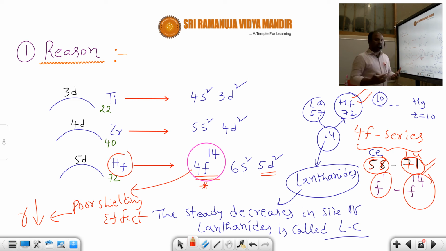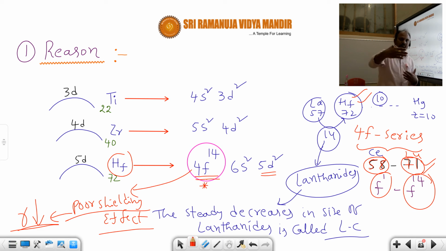The same reason we can apply here in the case of hafnium. Why does the hafnium atomic radius decrease? In hafnium, it is due to the lanthanide contraction. In the lanthanide contraction, the 4f orbital is completely filled. The f orbital has diffuse nature, so it exhibits poor shielding effect, and when poor shielding is there, radius decreases. We expected more size, expansion, but what happens? Contraction takes place. Contraction means size decreases. So after lanthanum, the steady decrease in the size of lanthanides and hafnium is called lanthanide contraction.